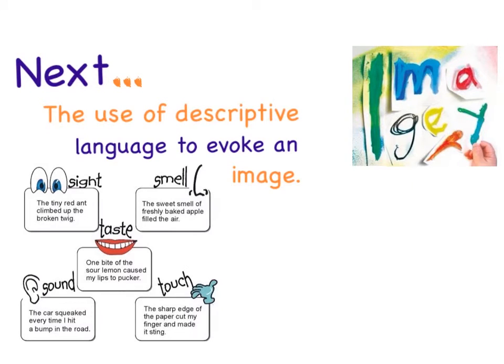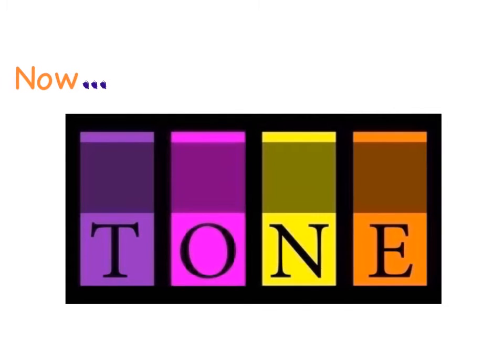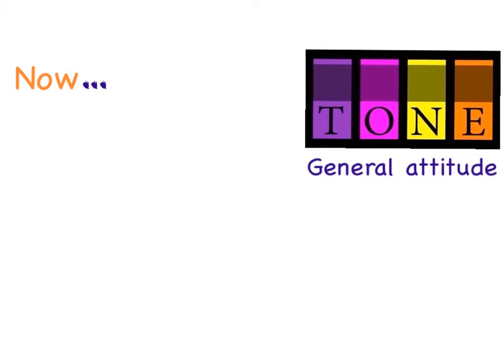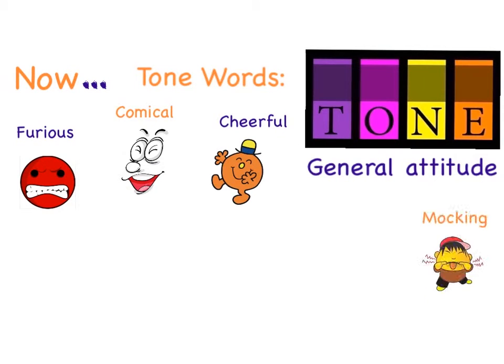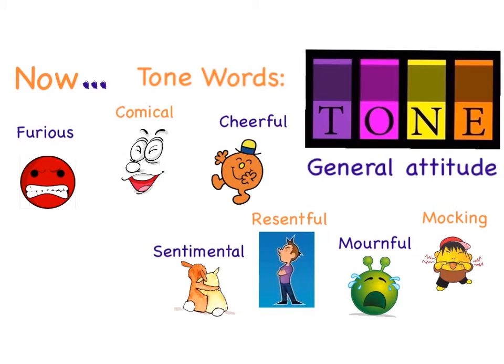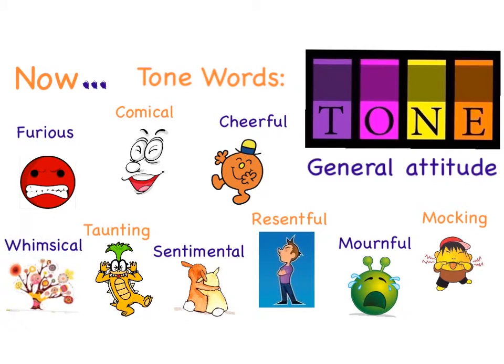Next, we look for imagery present in the poem. Imagery is the use of descriptive language to evoke an image. The words spread like leaves in a storm. Now we look for the tone of the piece. Tone is the general attitude of a piece of writing. Some tone words may be cheerful, comical, furious, mocking, mournful, resentful, sentimental, taunting, and whimsical.